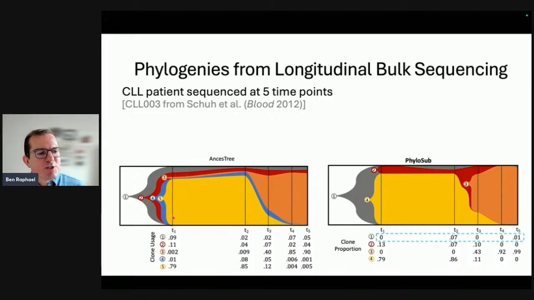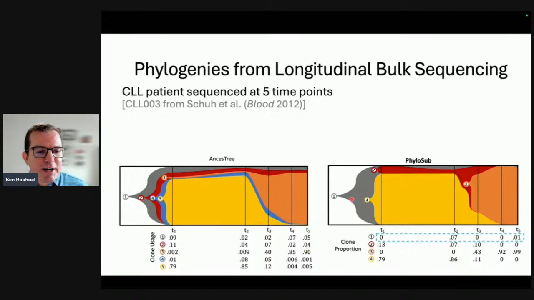In one algorithm, this was ours, Ancestry, if we look at the proportions of each of the individual clones inferred at each of the time points, we get a very boring solution in terms of the evolution, where all of the interesting evolution has happened at the first time point, all clones are present at the first time point, and then they just vary in frequency as we go along.